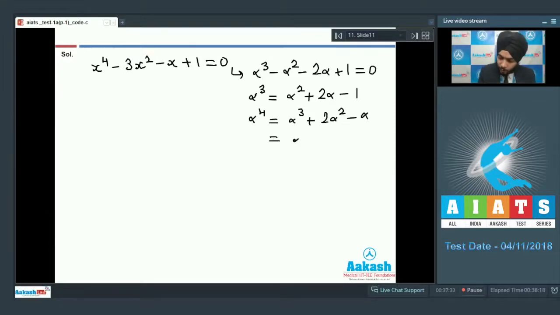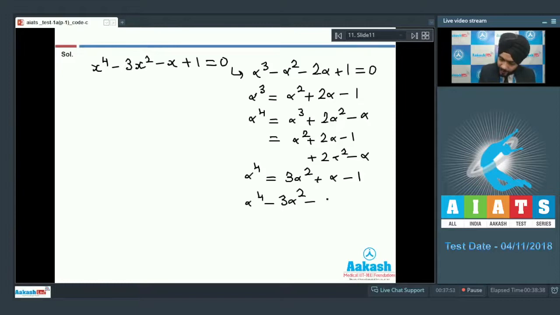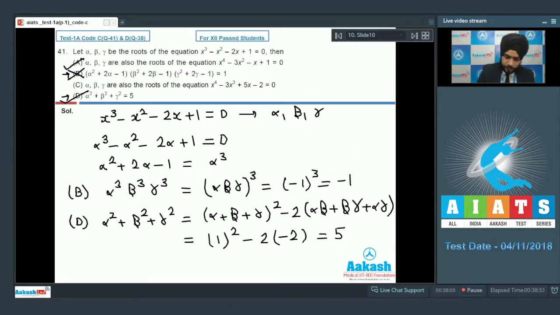Again put the value of alpha cube. Alpha square plus 2 alpha minus 1 plus 2 alpha square minus alpha. This is 3 alpha square plus alpha minus 1. This is alpha power 4. So alpha power 4 minus 3 alpha square minus alpha plus 1 is equal to 0, which means that alpha is a root of this particular equation. A very well framed question. Option number A is correct.